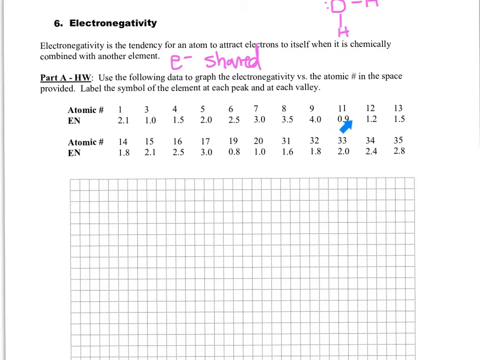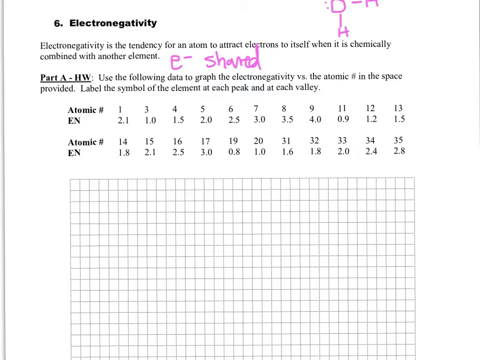Also, you'll notice that the noble gases are missing. So element number 2 is missing, which is helium. Element number 10 is missing, which is neon. Element number 18 is missing, which is argon, and so on. And so we can't really measure the electronegativity of the noble gases because they don't really bond very much. And so they're not on the table. They don't even have a value that we can measure.